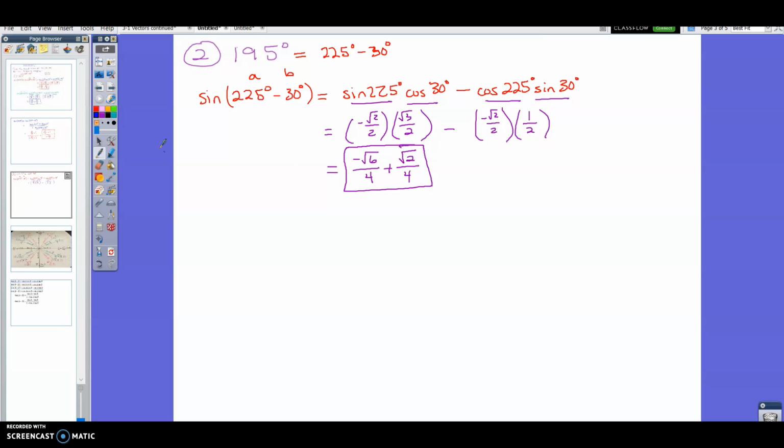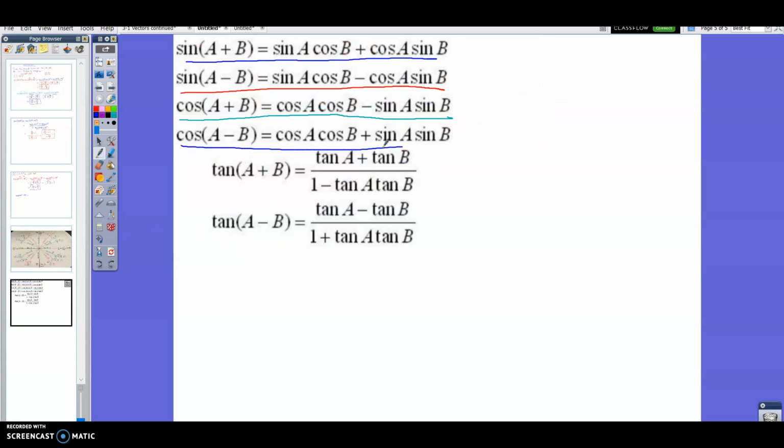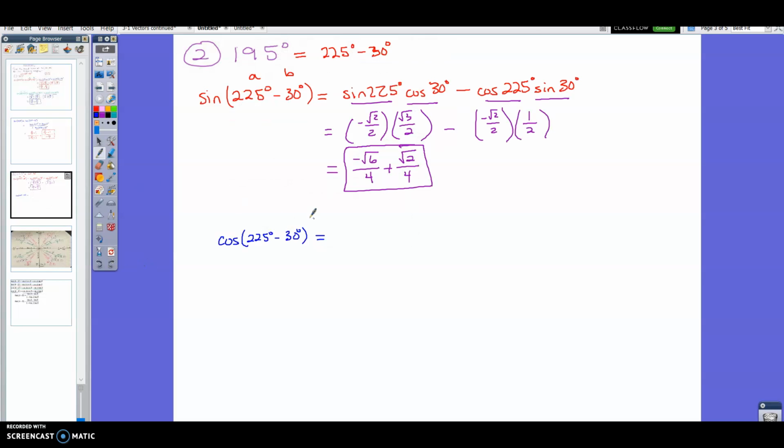So the next thing we need to find is the cosine. So I'm just going to use the same numbers. If you find some other combination of numbers that add or subtract to 195, you can use those numbers instead. So here we're going to look at the cosine of A minus B. So we're looking at this formula now. Cosine A, cosine B, plus sine A, sine B. So the cosine of A, that's A and that's B, times the cosine of B, plus sine of A, sine of B.